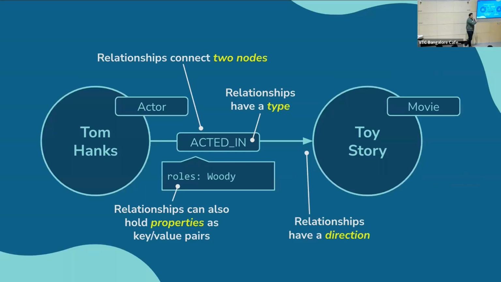The nodes are explicitly connected via something called relationships. We add a relationship type, like Tom Hanks is an actor, one node, and the other node is a movie. The relationship between the two is called an acted in relationship. They also hold data in the form of properties like key value pairs, roles is Woody. So Tom Hanks acted in Toy Story with the role of Woody.